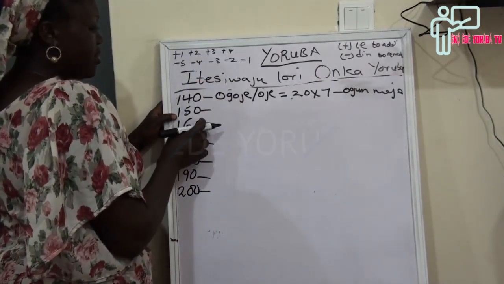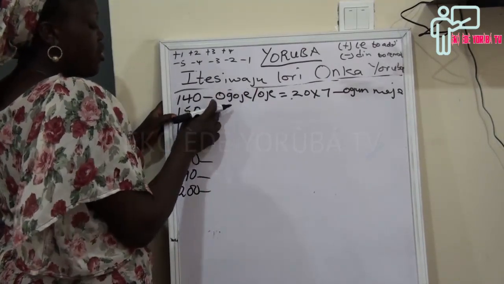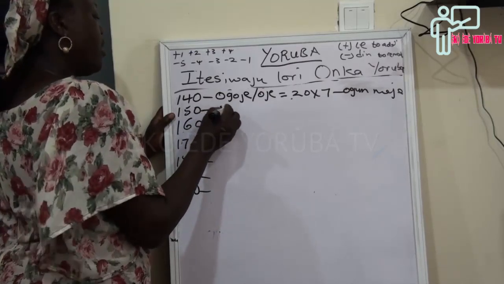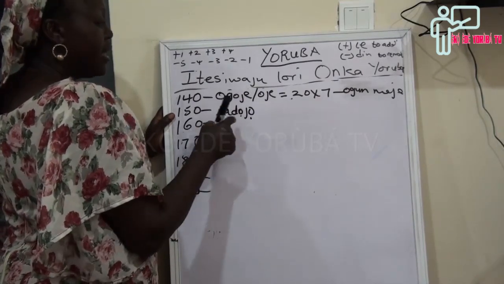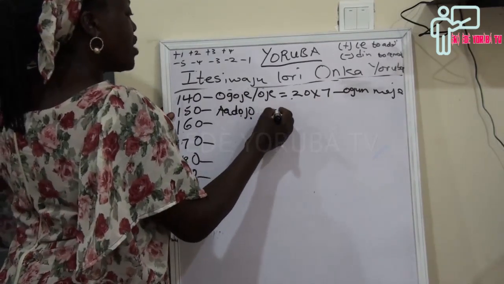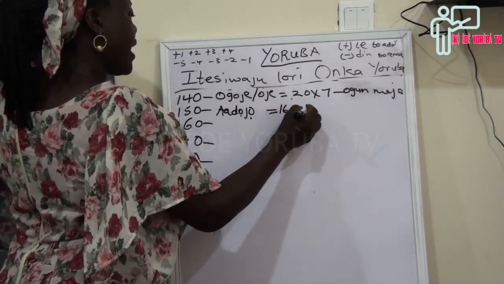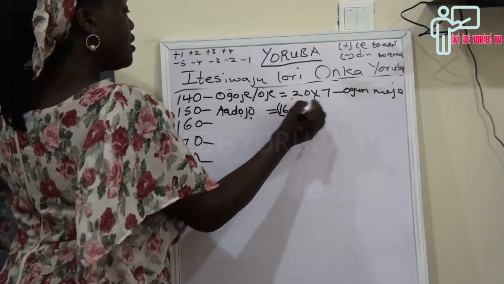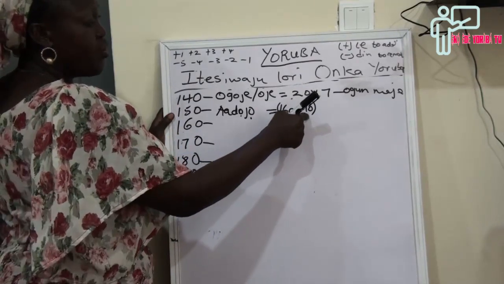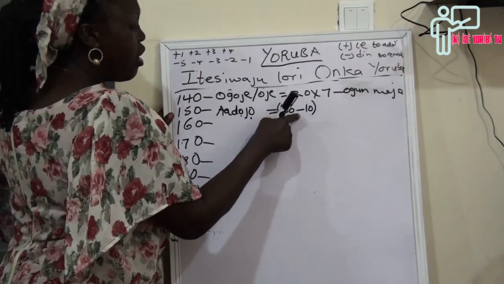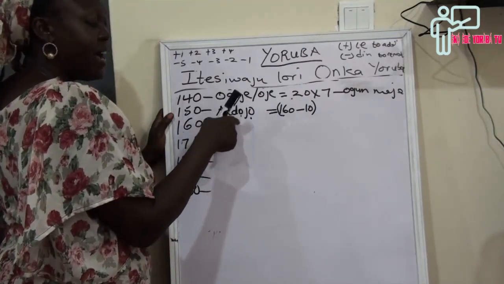This one is 160. If this one is ọgọ́jọ, so this one will be àádọ́jọ. So àádọ́jọ will now be 160 minus 10. That is, we remove 10 from 160. That is when we now get àádọ́jọ.